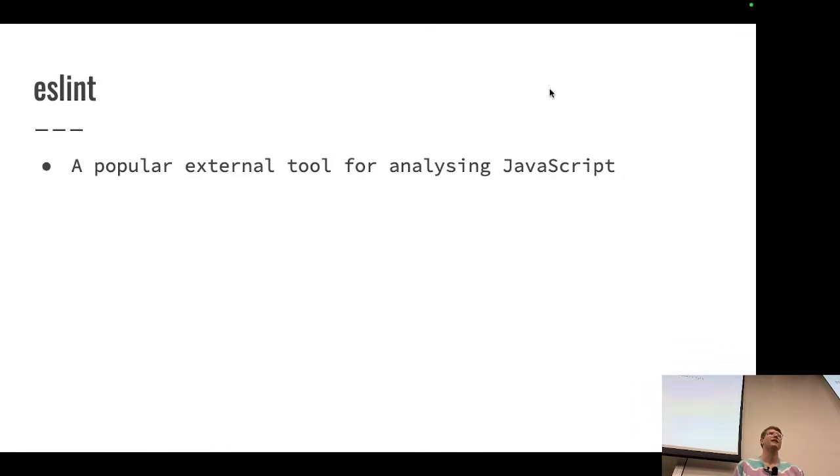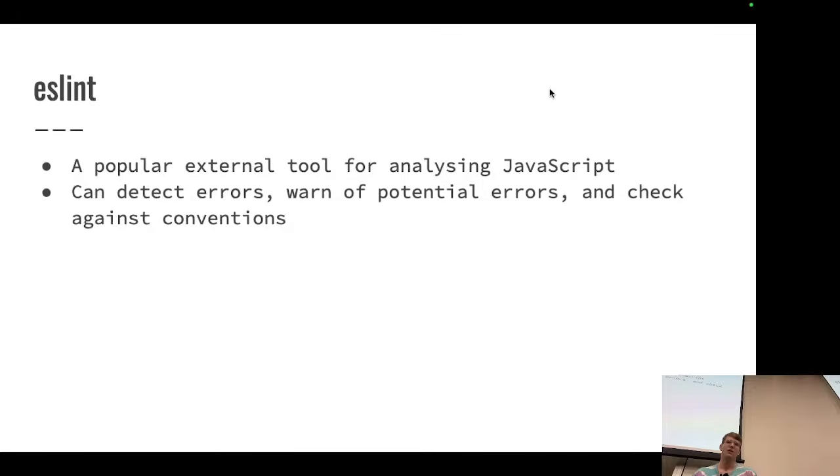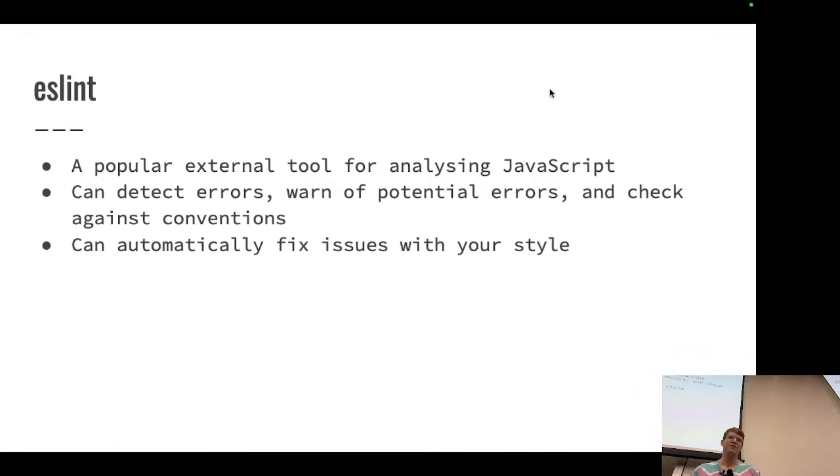If you've done Python in the past, you might have used PyLint before. It detects errors, warns of potential errors, and checks against the conventions that we decide. The thing about linters is that they have lots of rules they can check against because there are lots of standards in programming. We only really care about some of them. Another cool thing about ESLint is that it can automatically fix these issues. It not only tells you what these issues are, but in cases where it can, it will actually fix those for you.